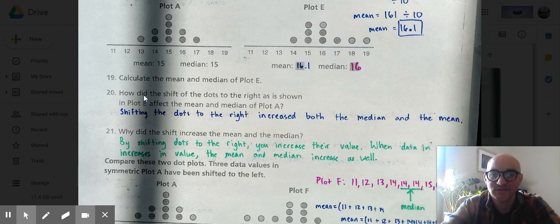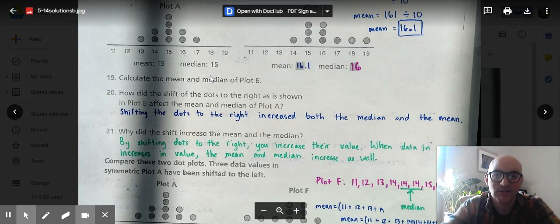And that's basically the answer to question 20. It says, how did the shift of the dots to the right affect the mean and median of plot A? Shifting the dots to the right increased both the mean and the median. So we just increased, just like I demonstrated there.